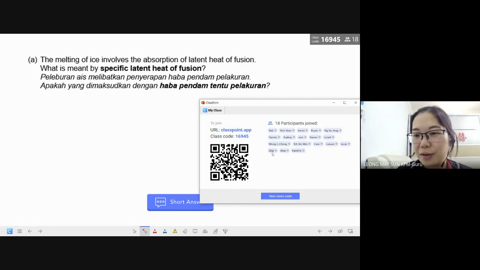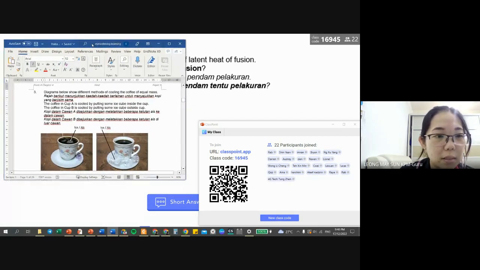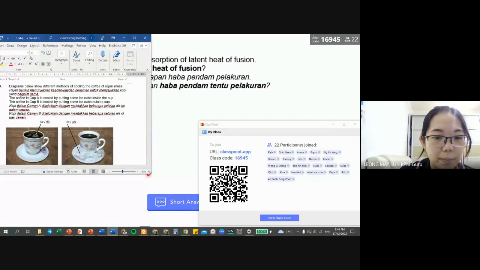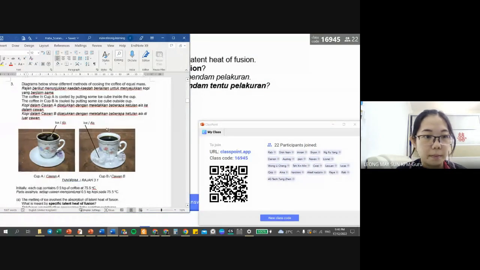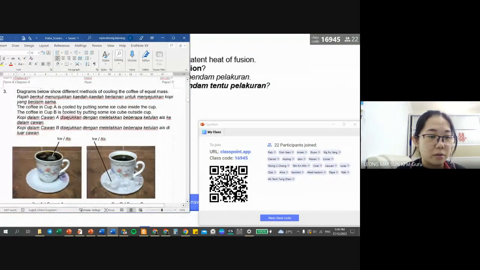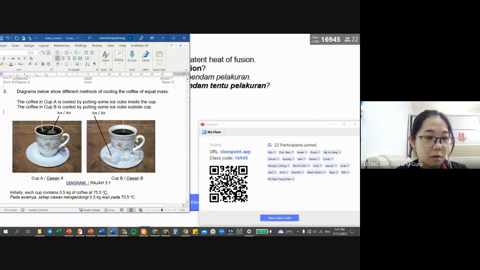So for the rest of you, the class point code is still up here. I'm going to show the question out already. I'm going to show you the question first. You can still try to enter class point. This is my question over here. While the rest of them are still trying to get into class point, I just want to erase off all the BM wordings.